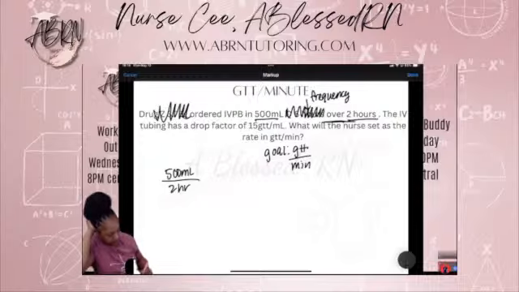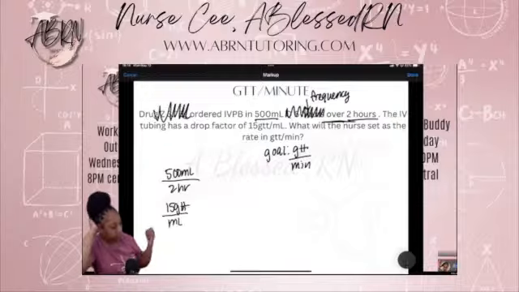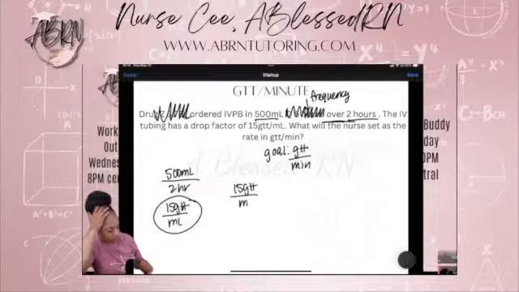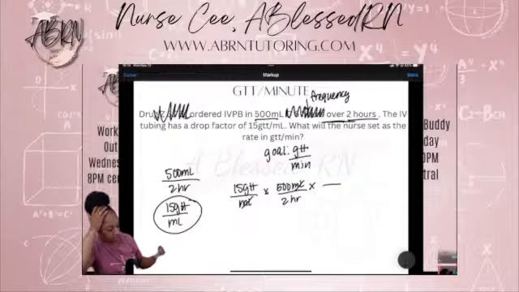All right, and then we've got a drop factor of 15 drops per milliliter, okay? If I'm looking for drops, I'm going to start with drops. So I always start with what it is that I'm looking for. So 15 drops per mL times 500 milliliters over 2 hours. Milliliters cross out. Now I've got hour at the bottom. I need minute at the bottom. So I'll do 1 hour is 60 minutes. Hours cross out, and now I've got drops at the top and minutes on the bottom.